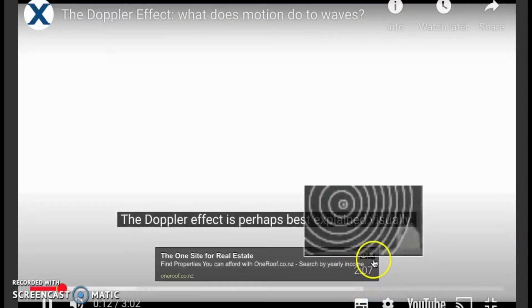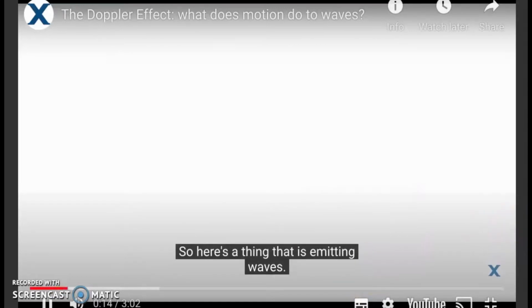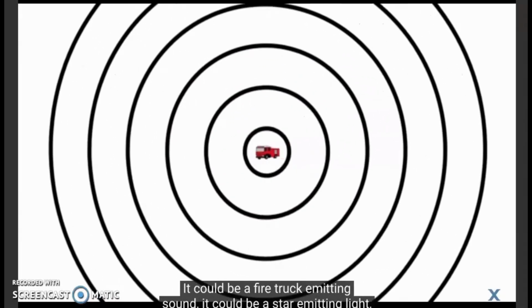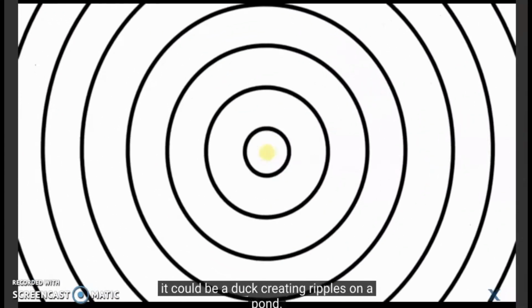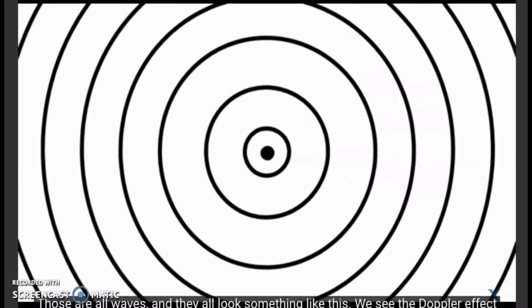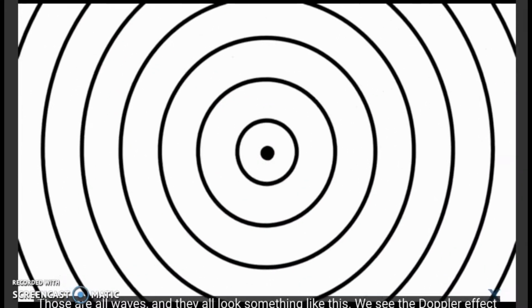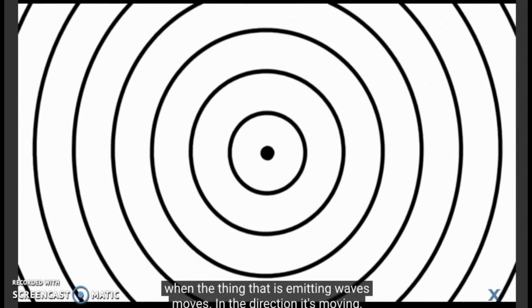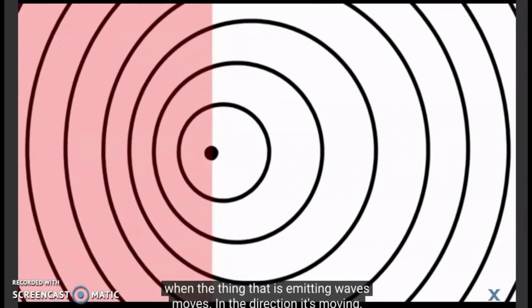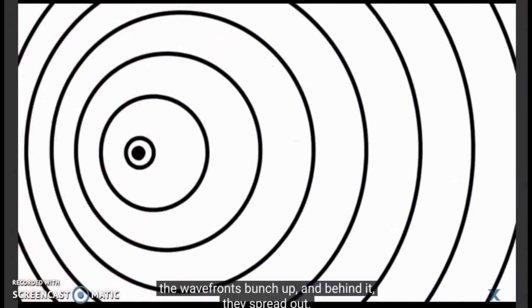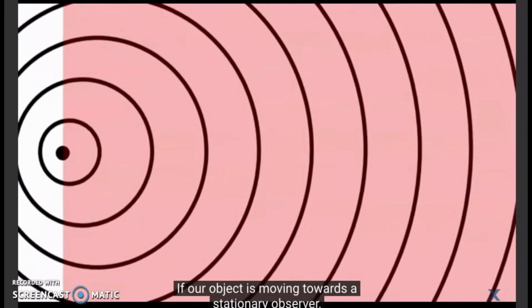The Doppler effect is perhaps best explained visually. So here's a thing that is emitting waves. It could be a fire truck emitting sound, it could be a star emitting light, it could be a duck creating ripples on a pond. Those are all waves, and they all look something like this. We see the Doppler effect happening when the thing that is emitting waves moves. In the direction it's moving, the wavefronts bunch up, and behind it they spread out.